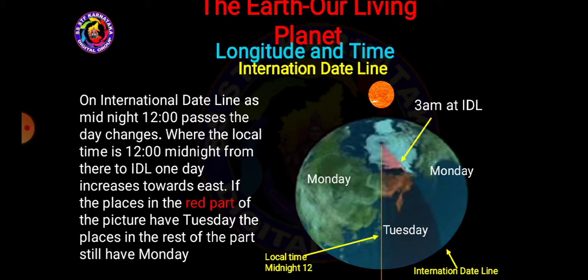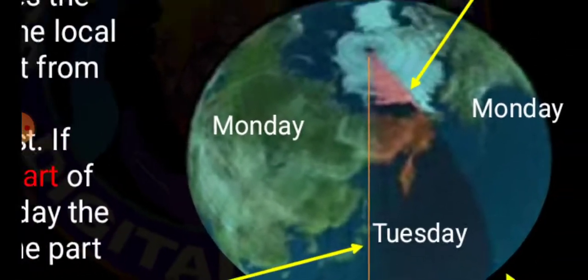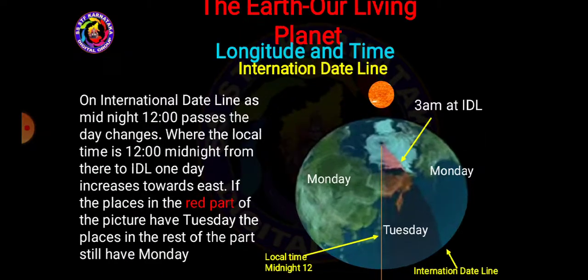On the International Date Line, as midnight 12 passes, the day changes where the local time is 12 midnight. From there to IDL, one day increases towards east. If the places in the red part, you can see a red part in the picture, have Tuesday, the places in the rest of the part still have Monday.